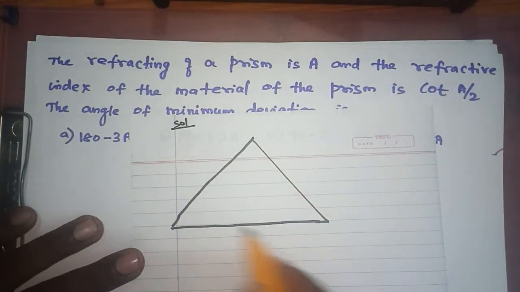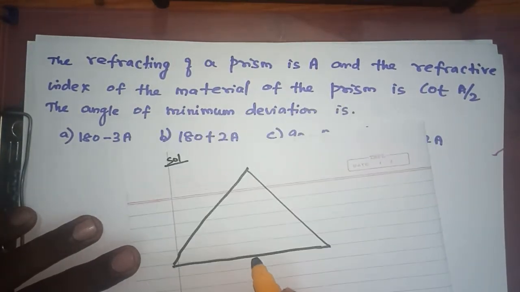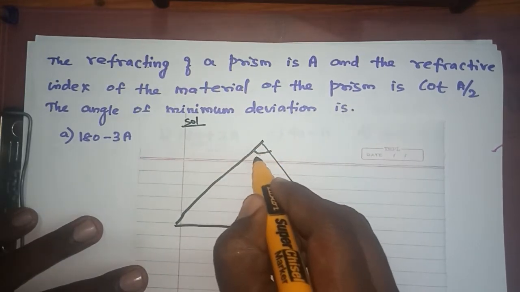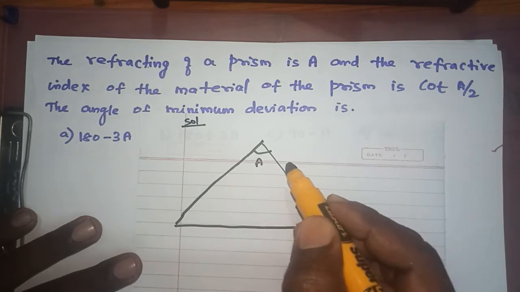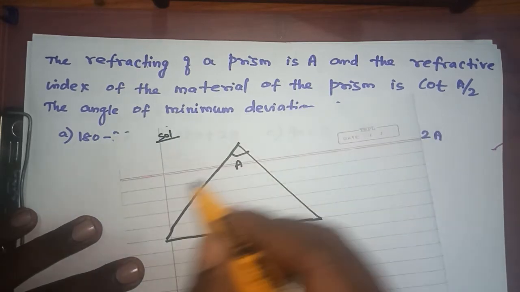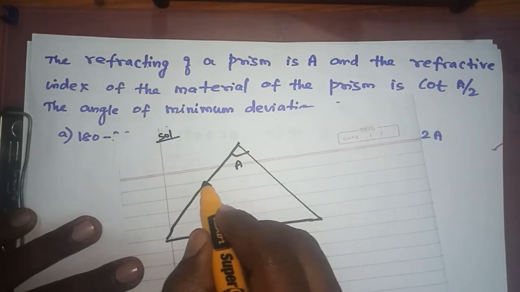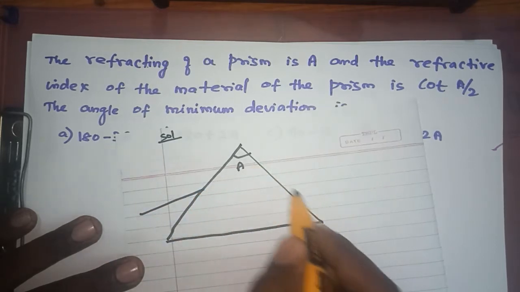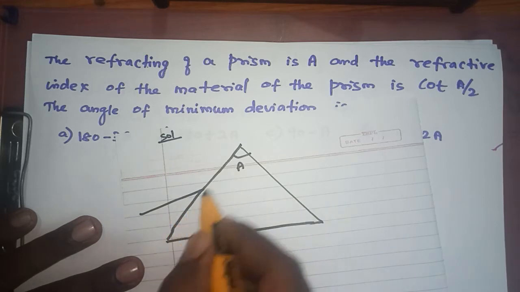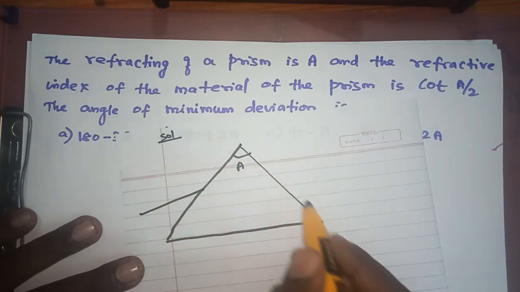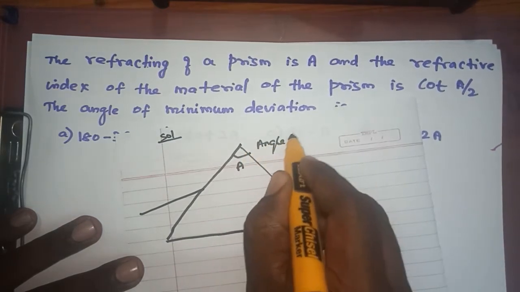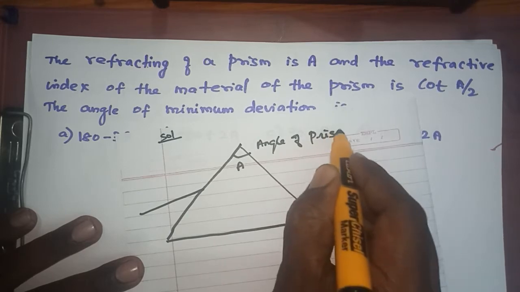So this is a prism, right? In this prism, which one do you call the angle of prism? The angle of prism is this part A. How do you call this the angle of prism? It is the angle between the incident face and the emergent face, the two faces of the prism, that you call the angle of prism, right? Okay.